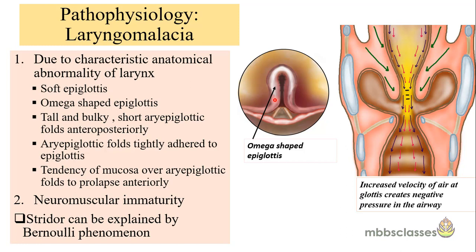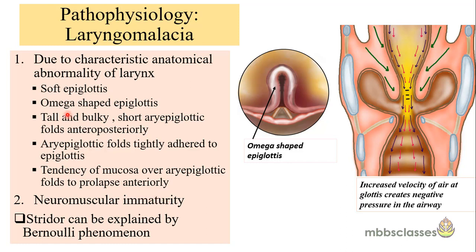So this is the area of the arytenoid, this is the epiglottis. The epiglottic fold, in the case of laryngomalacia, is short. It is tightly adhered to the epiglottis. As a result of this, it results in a tall and narrow supraglottis. Moreover, the mucosa over the aryepiglottic fold has a tendency to prolapse anteromedially. The second cause is neuromuscular immaturity. It is seen that in these children there is some incoordination of the arytenoid movement and there is a weak laryngeal tone in a case of laryngomalacia.